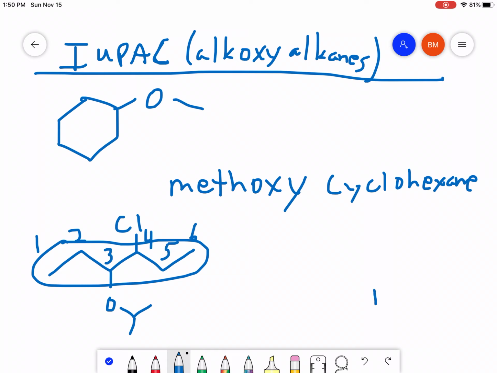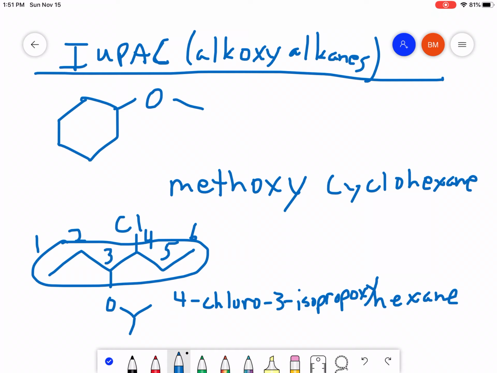Alright, so this is hexane. At number 3, we have an isopropyl group attached to an O. That is isopropoxy, easy for me to say. And then we have a chloro at number 4. So if we put them in alphabetical order, 4-chloro-3-isopropoxyhexane. Very good.